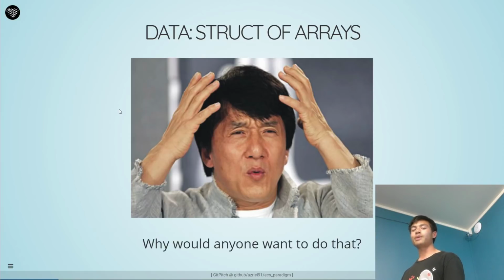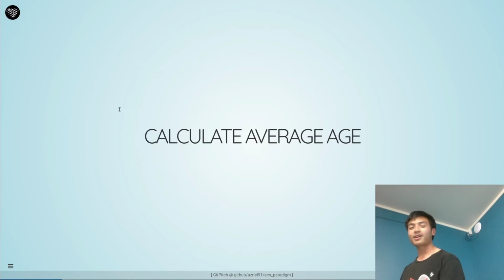So some people might think, why would anyone want to do that? It's like asking the question, why would anyone want to build relational databases? And that's not a joke, because this is actually the relational model. And we will see how we do joins later. So why would anyone want to do this?